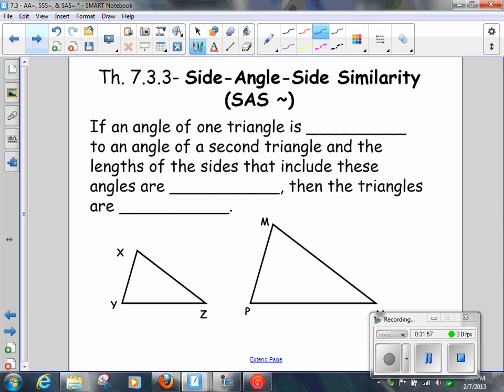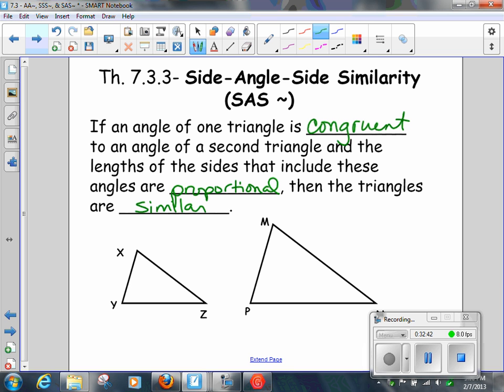Let's look at another one. Side-angle-side. Let me just refresh. Similar triangles, similar polygons: angles have to be what? Congruent. Sides have to be proportional. You tell me what's going to go in these blanks then. If an angle of one triangle is blank congruent to an angle of a second triangle, and the lengths of the sides that include these angles are proportional, then the triangles are going to be similar to one another.